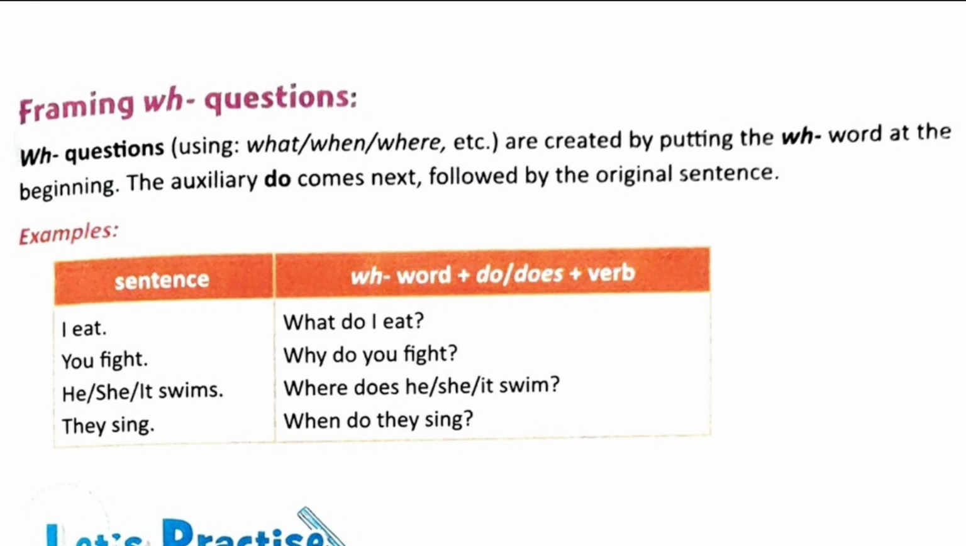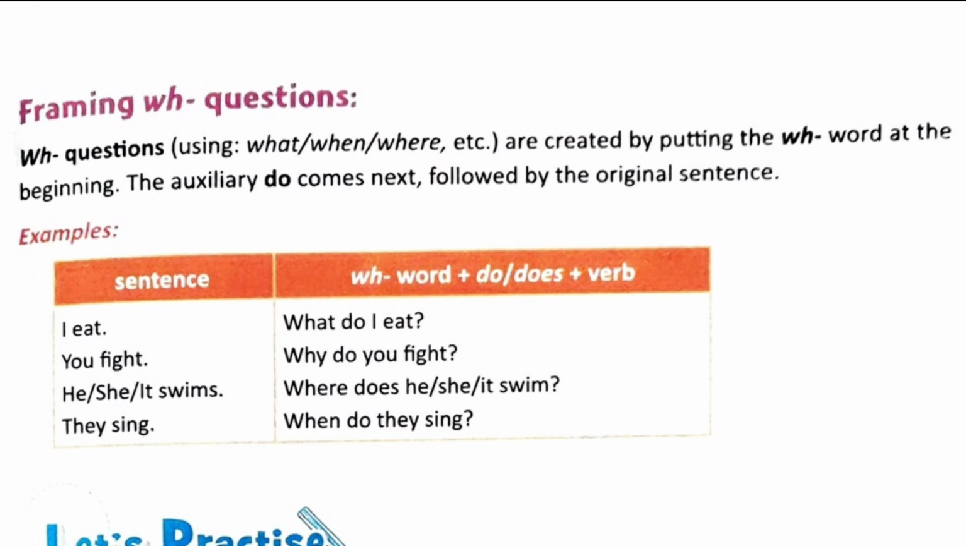For example, if we have the sentence I eat, the WH question would be, what do or does I eat. Since with I we write do, so our question would be what do I eat? Similarly, you fight. Again with you we use do, so our question can become why do you fight?